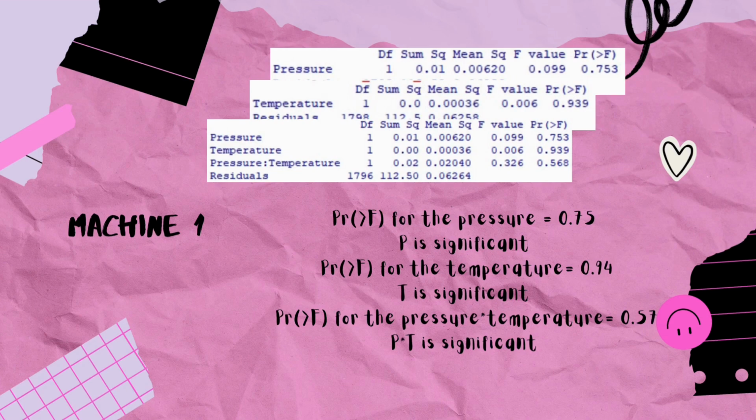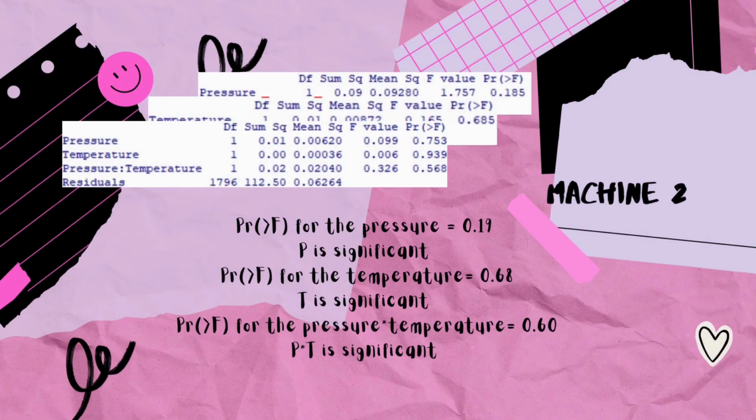Lastly, I'm going through analysis of resistance using ANOVA calculation. For machine 1, the resistance for the pressure is 0.75. The temperature is 0.94, while the resistance for pressure times temperature is 0.57. The values show that P, T, and P times T are significant because they exceed the amount of 0.05.